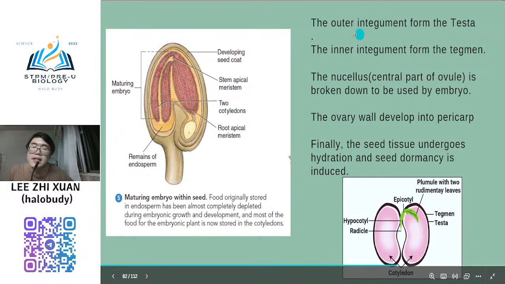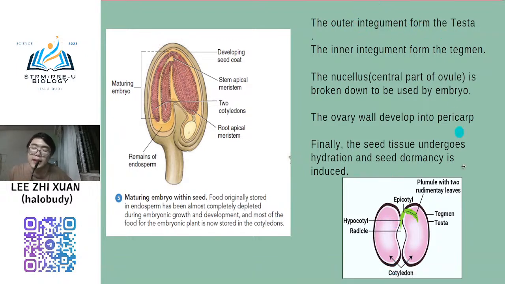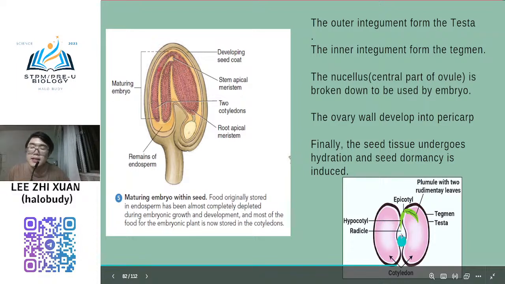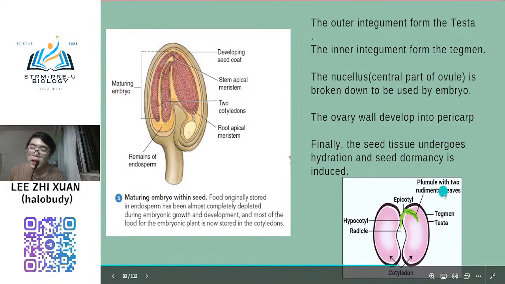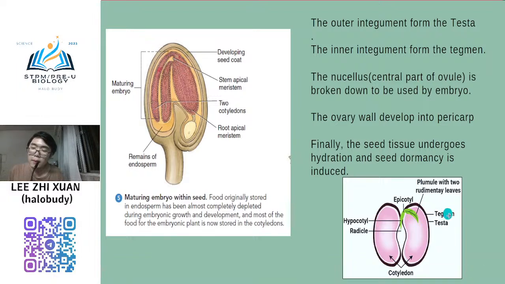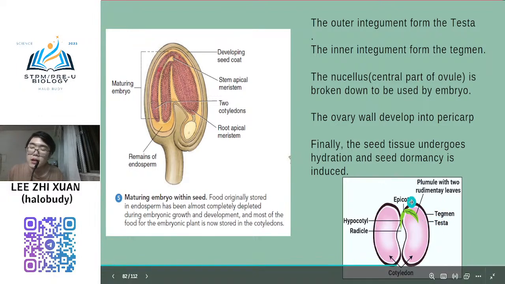So you can see that the outer integument will form the testa, and the inner integument will form the tegmen. So you see this structure. This is the final seed structure. You will see that the outer integument here, the outermost layer, we call the testa, and the inner integument we call the tegmen.